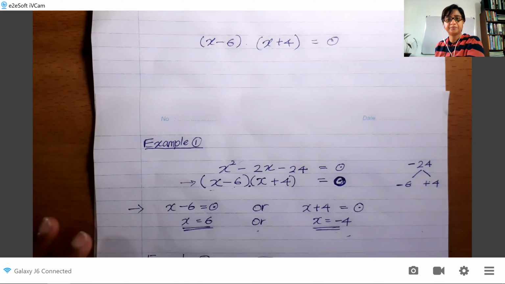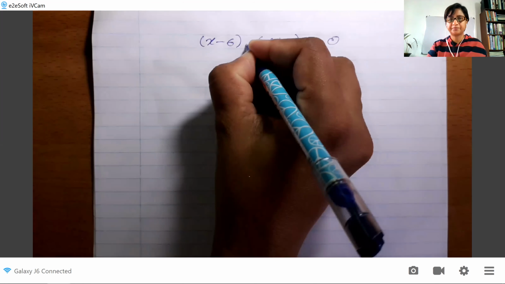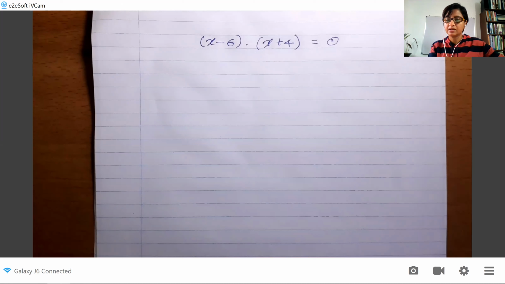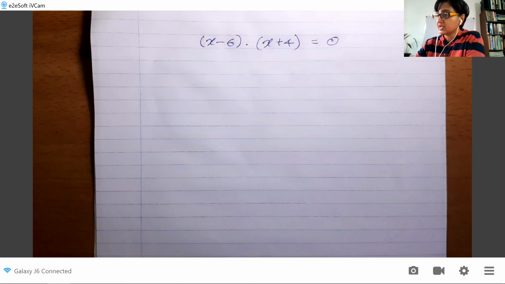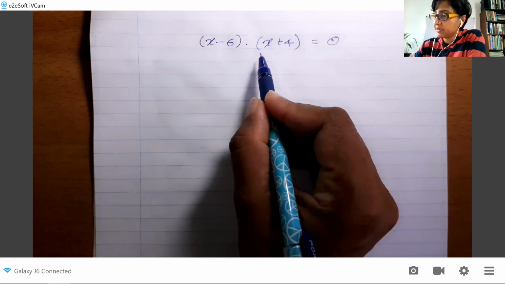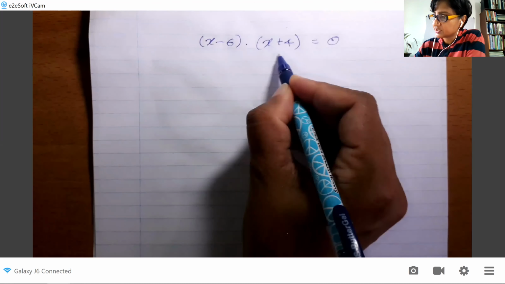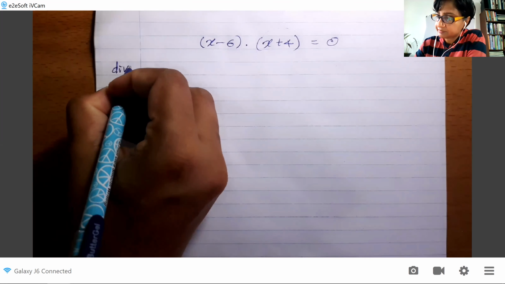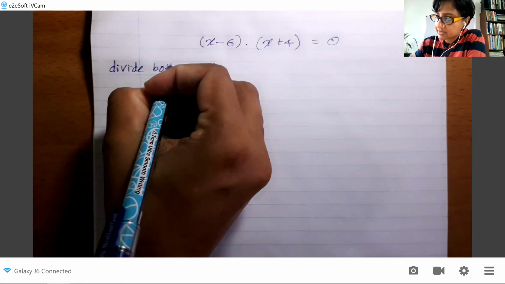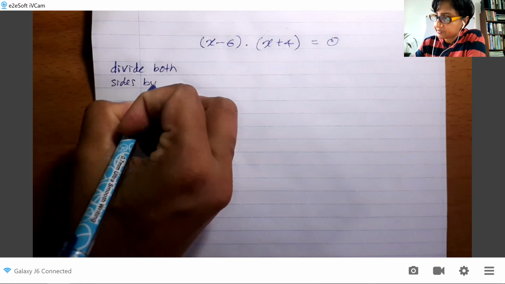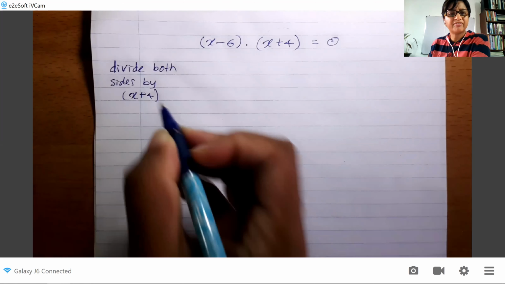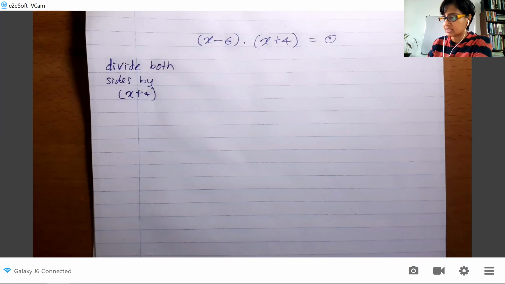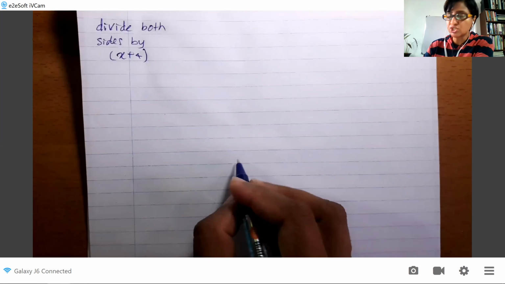Senithu is asking, since this is times, can't we divide one bracket, so to simplify it? Can't we divide both sides by this whole thing? So it'll look like this. I'm going to divide both sides by x plus 4. Where is this coming from? It's coming from the knowledge that you have.